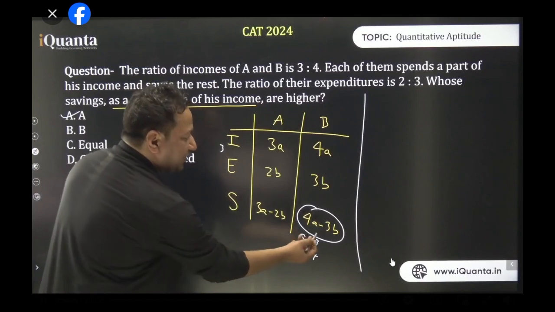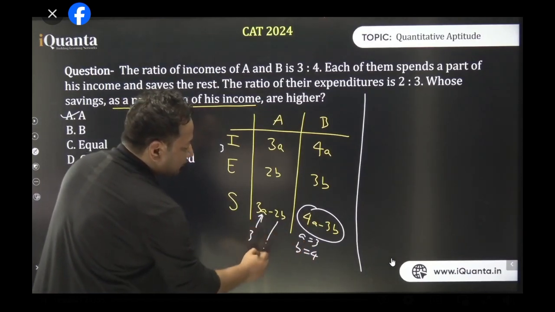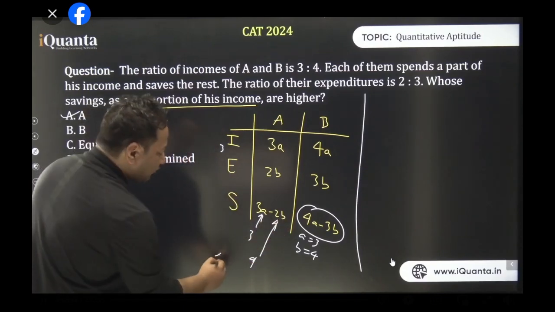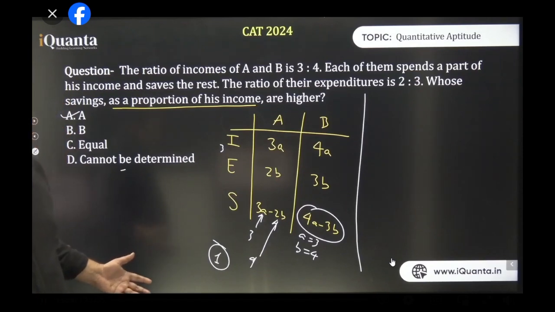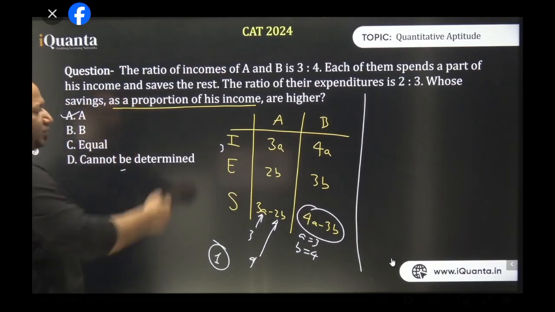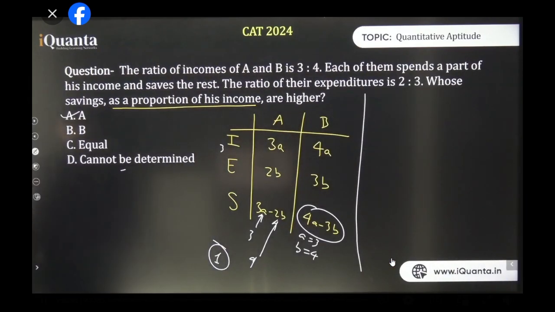So when I tried to make this 0, then A came 3, B came 4. Let us put A as 3 over here and B as 4. What do I get? 3 3s are 9, minus 2 4s are 8. I'm getting 1. This is positive. So when B is saving nothing, 0 units, A is still saving 1 unit. That means A is more. Khatam. Clear. Ho gaya. In less than 10 seconds, you'll get the answer.